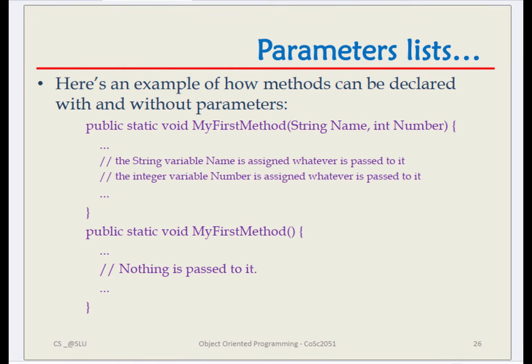Parameter lists. Here's an example of how methods can be declared with and without parameters. public static void myFirstMethod(String name, int number) // the string variable name is assigned whatever is passed to it, // the integer variable number is assigned whatever is passed to it. public static void myFirstMethod() // nothing is passed to it.